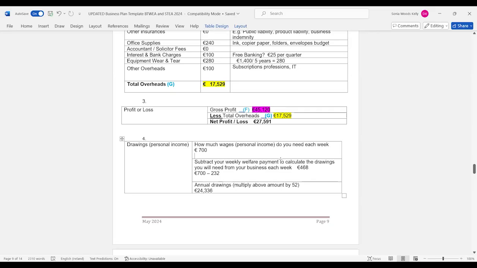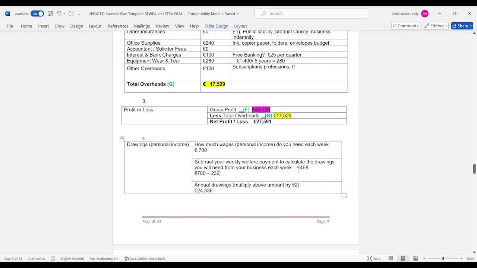The next thing you're asked to do is to subtract any social welfare payment from that amount. So the amount of social welfare I have is 232 euros. So the difference between the 700 and the 232 is 468. So effectively, if I need 700 euros each week as personal income, and I'm already receiving 232 in social welfare, the difference between the two, the 468, needs to come from my business.